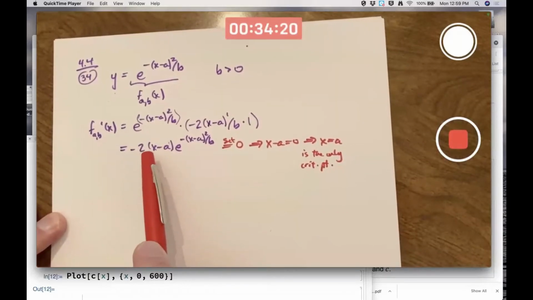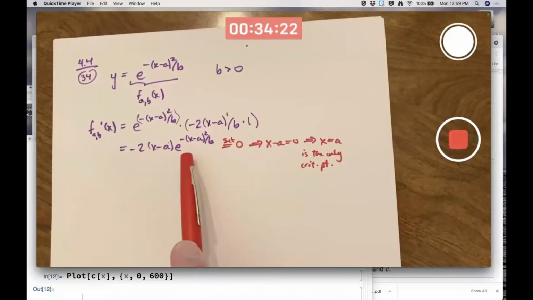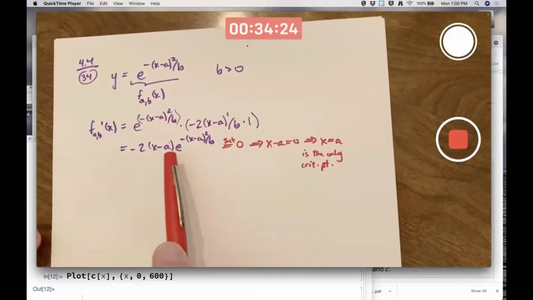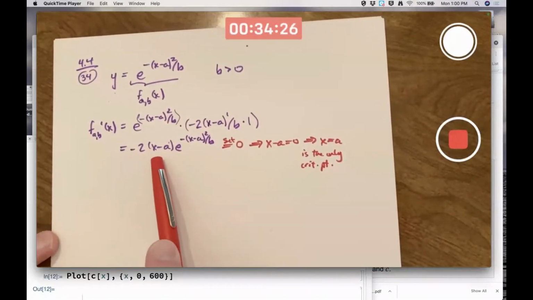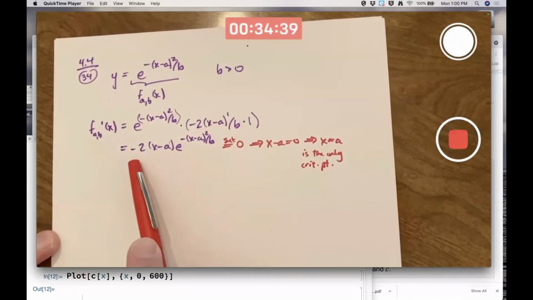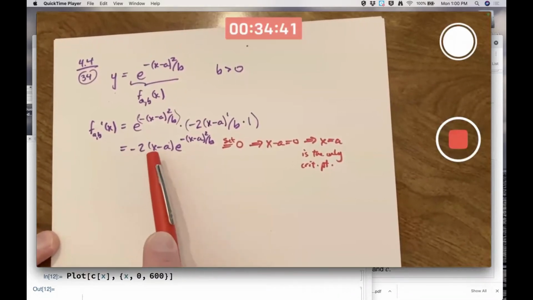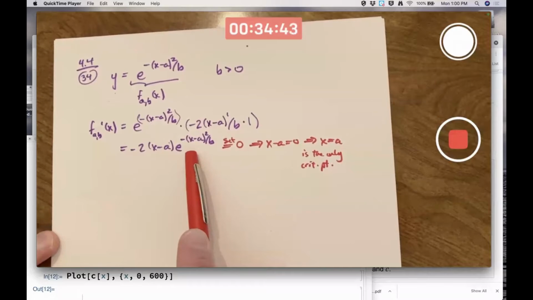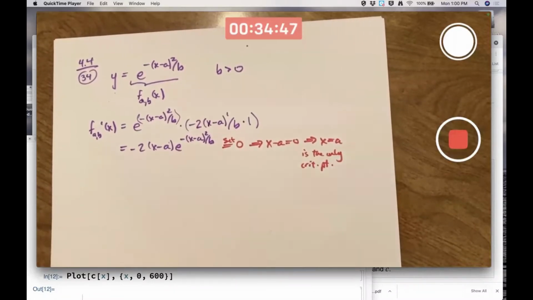Why? The e here is positive, first of all. If x is less than a, x minus a would be negative, right? Pretend a is 5. If x is less than 5, like 4, 4 minus 5 is negative. And -2 is negative. So you have a negative times a positive, which is a positive. F prime is positive when x is less than a.